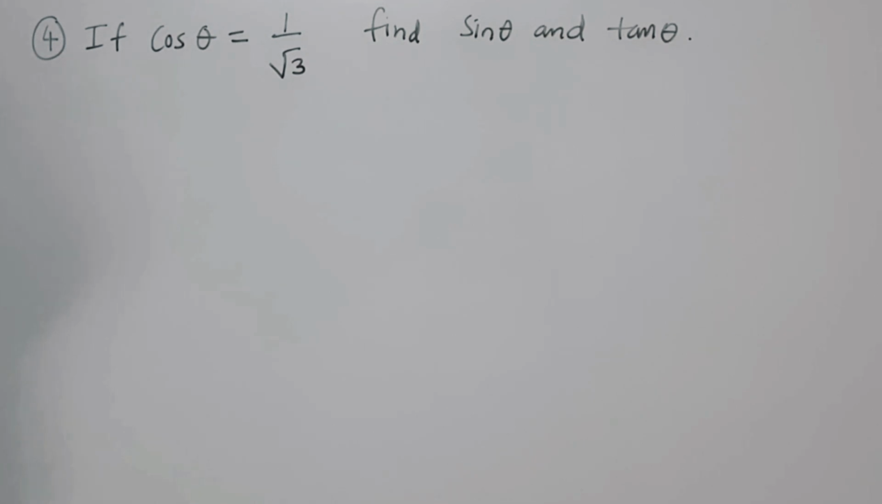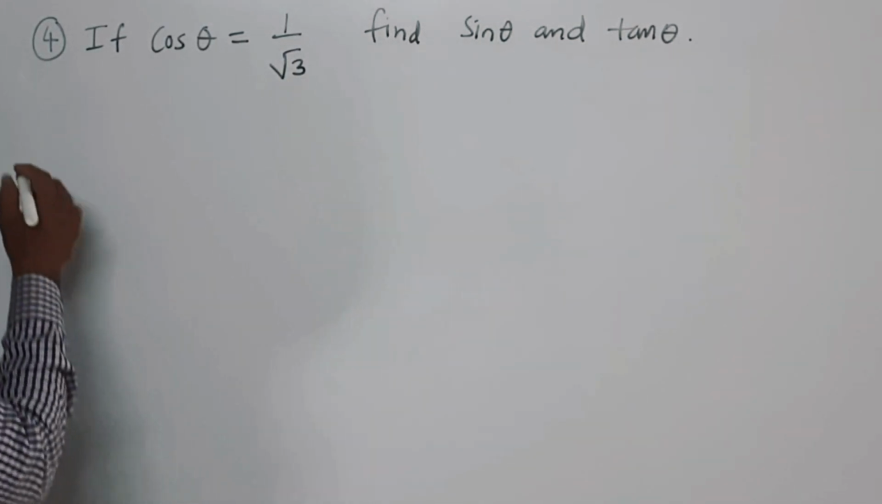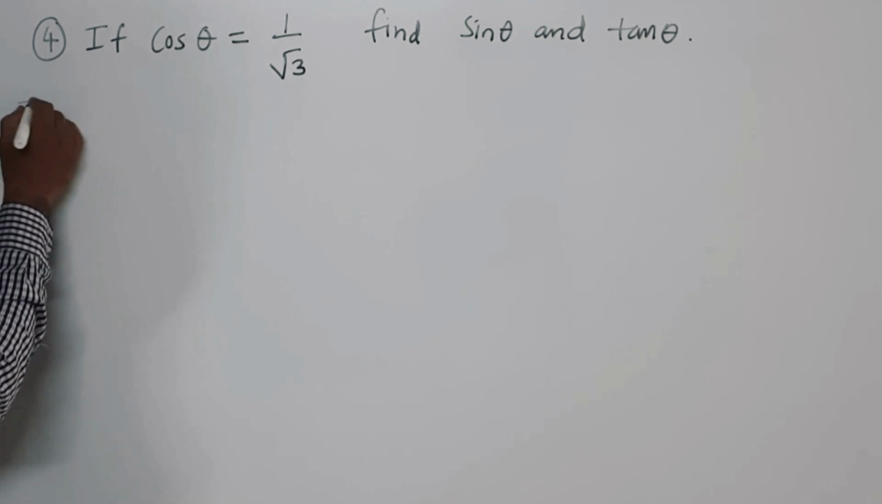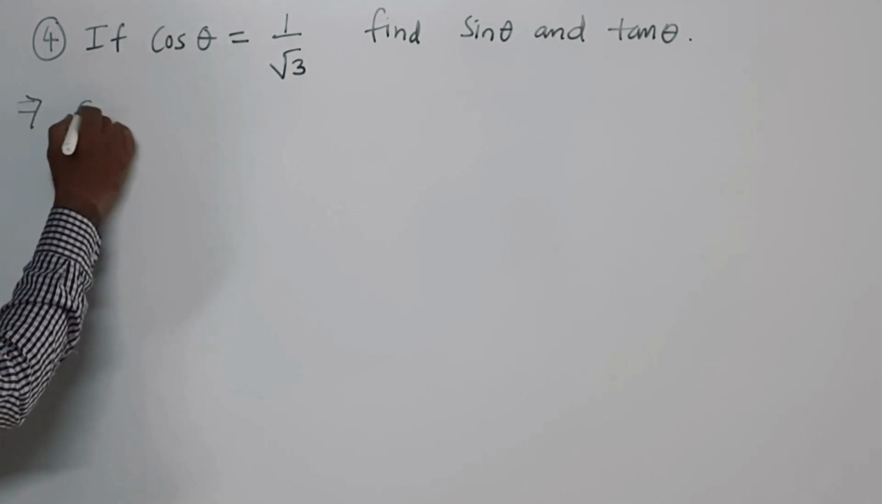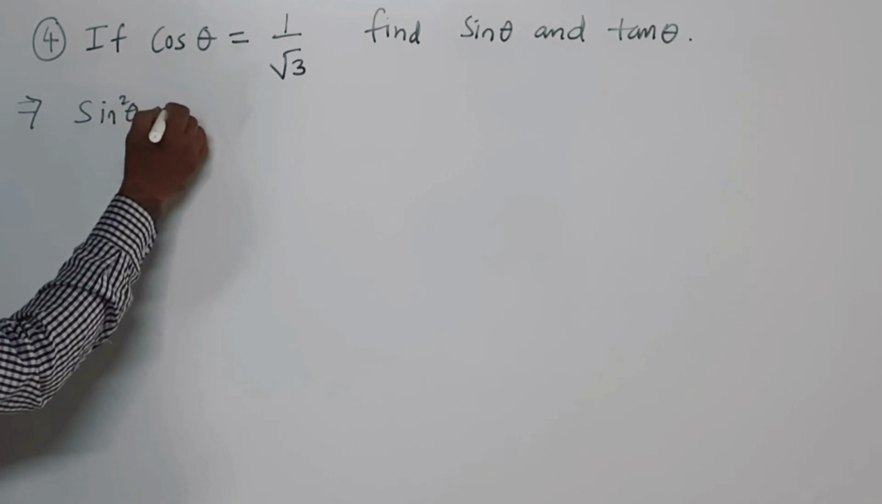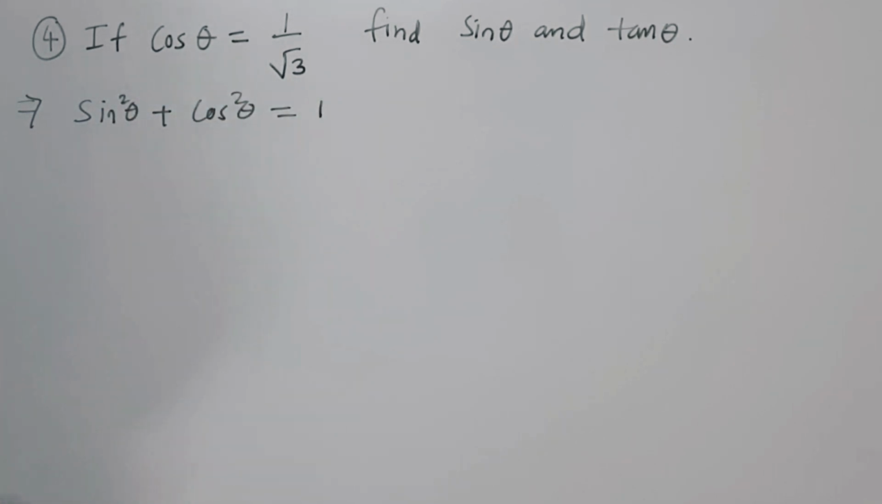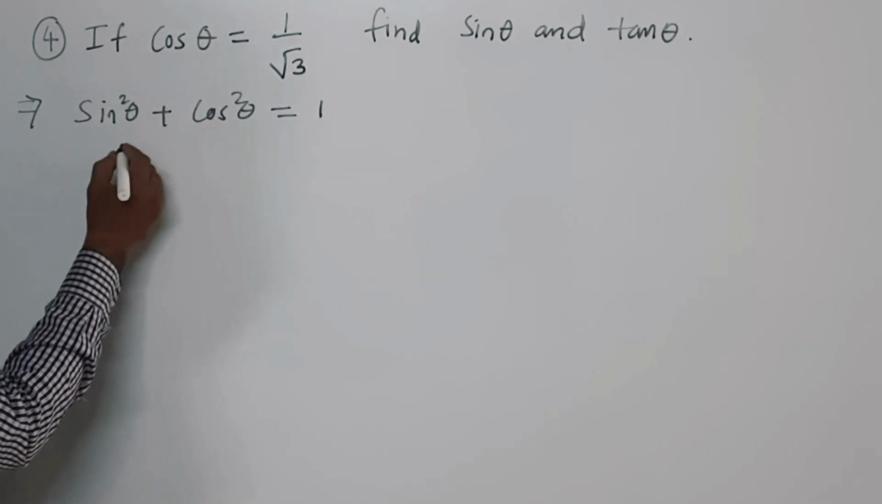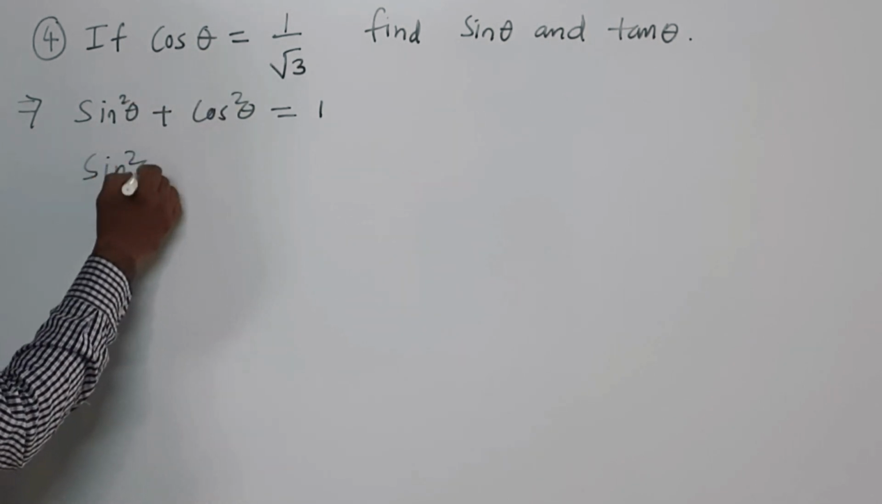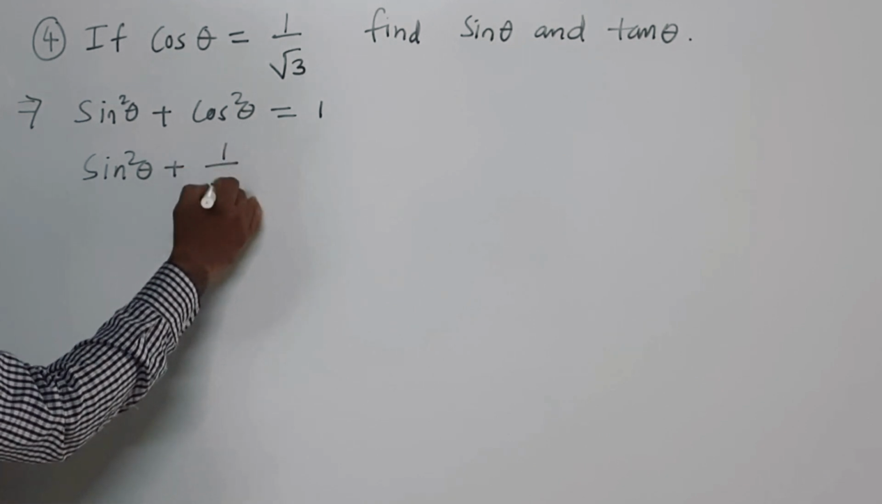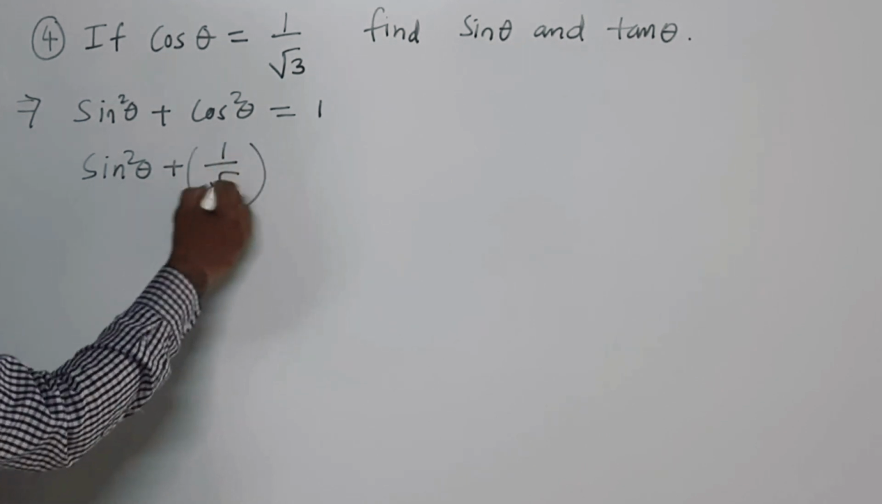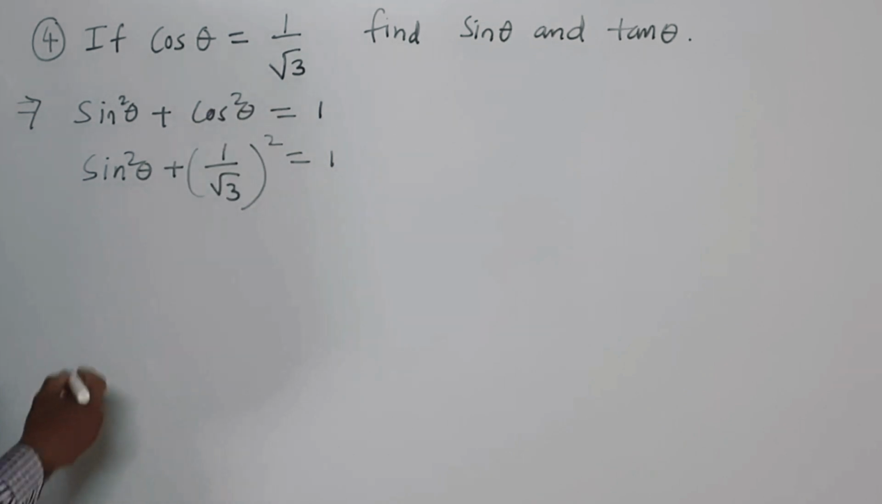Fourth example. Now we solve this example with a different method. If cos theta is equal to 1 upon root 3, find sin theta and tan theta. So we solve this example using the identity. We know that sin square theta plus cos square theta is equal to 1. So cos theta is given. So sin square theta plus (1 upon root 3) square is equal to 1.